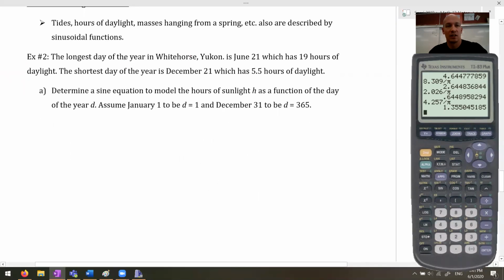Anyway, let's have an example of daylight. So the longest day of the year in Whitehorse in the Yukon is June 21st, which has 19 hours of daylight. And the shortest day of the year is December 21st, which has 5.5 hours of daylight.